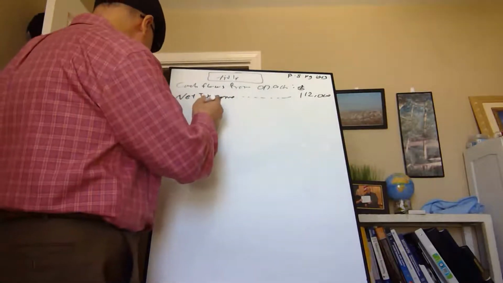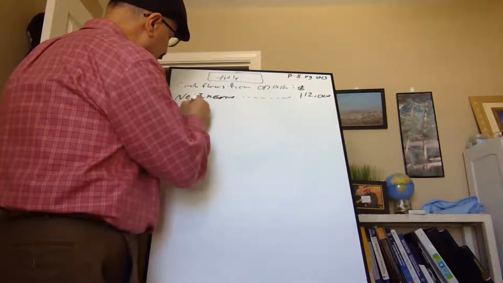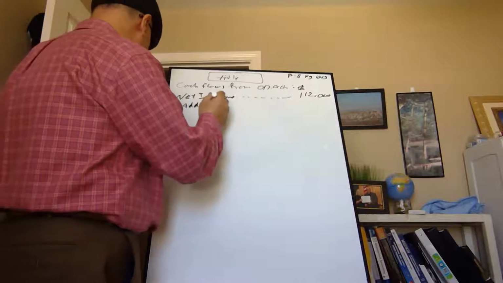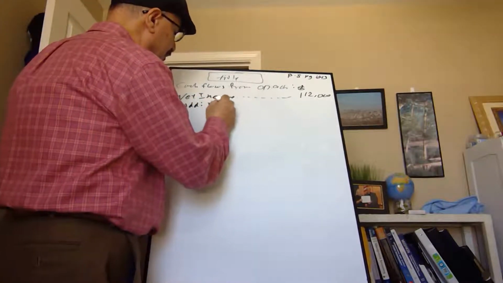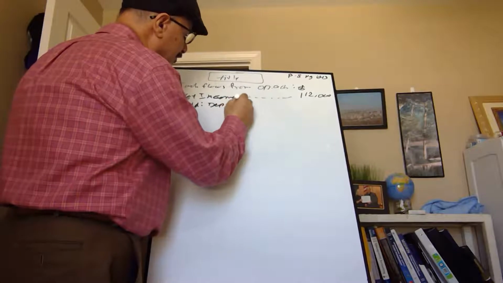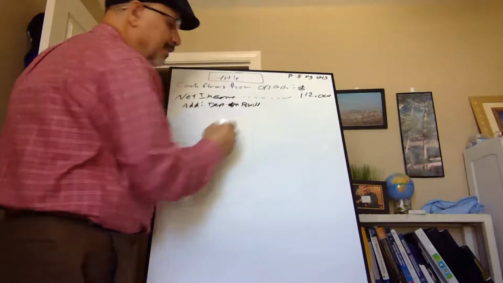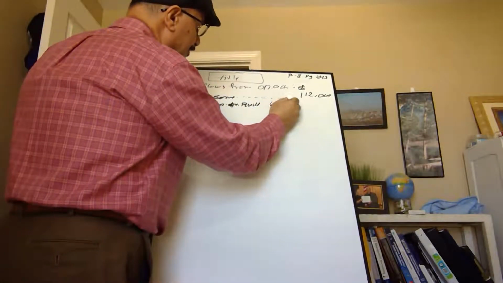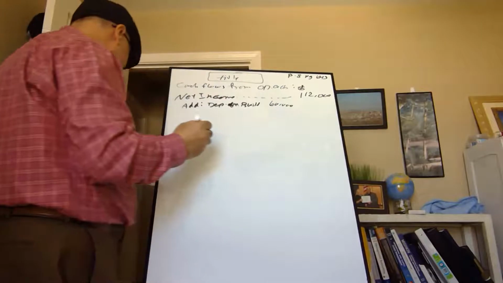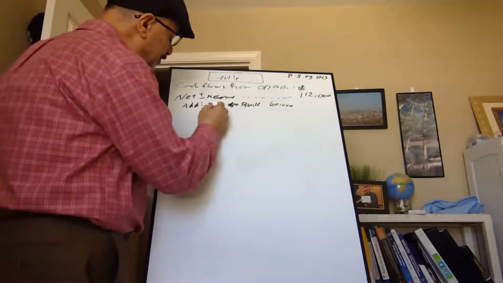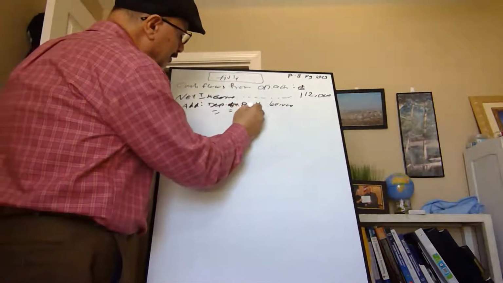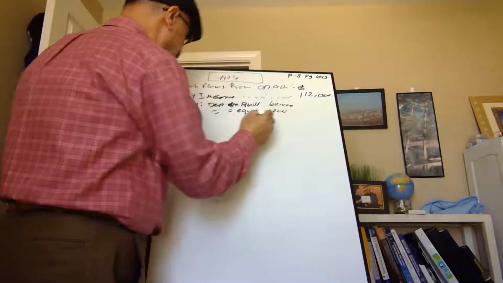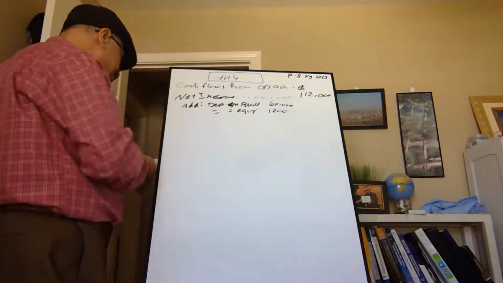So we're going to say add depreciation on building first. Depreciation on building was $60,000. And then we have also depreciation on equipment for $12,000. And then we have amortization of a patent.